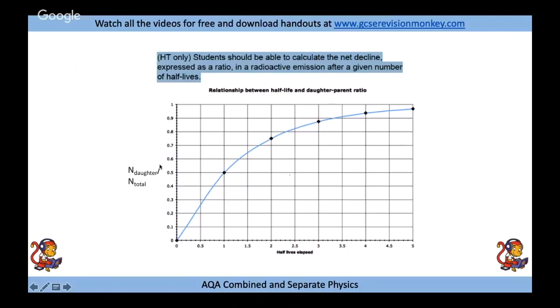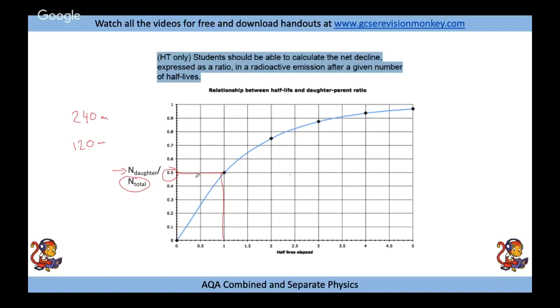Okay, now you may also see it on a graph. This is a nice way of looking at it. We've got here the number of daughter atoms. The daughter is the product after it's decayed, compared to the number that we started with. Now, let's say we started with 240 million atoms. Well, then after one half-life, we're going to have 120 million atoms. And as a ratio, that would be 0.5.